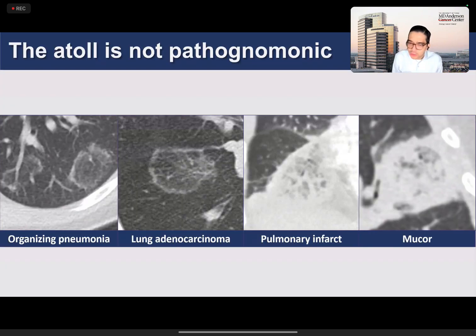It's important to know that the atoll sign, when you see it, is closely associated with organizing pneumonia. So if you're already thinking organizing pneumonia and you see the atoll sign, that's probably what you have, but it's not pathognomonic. You can have lung cancer, you can have pulmonary infarcts, and you can have mucor that can look like that.